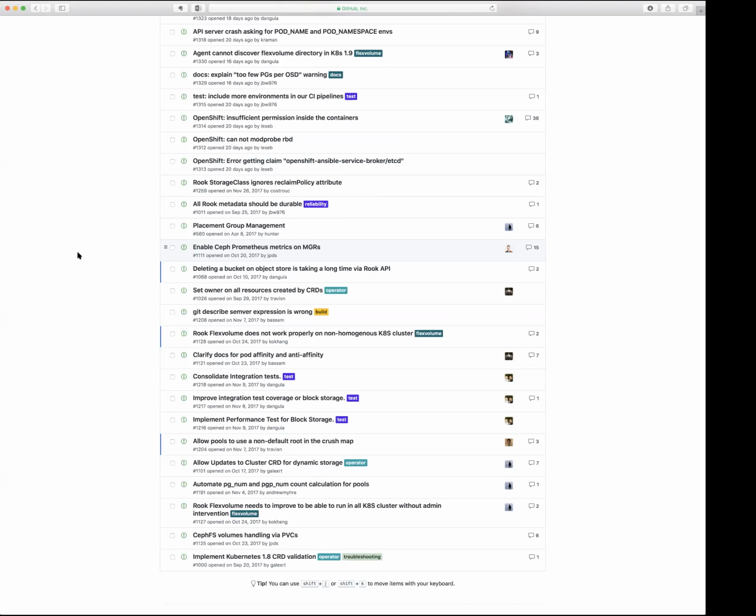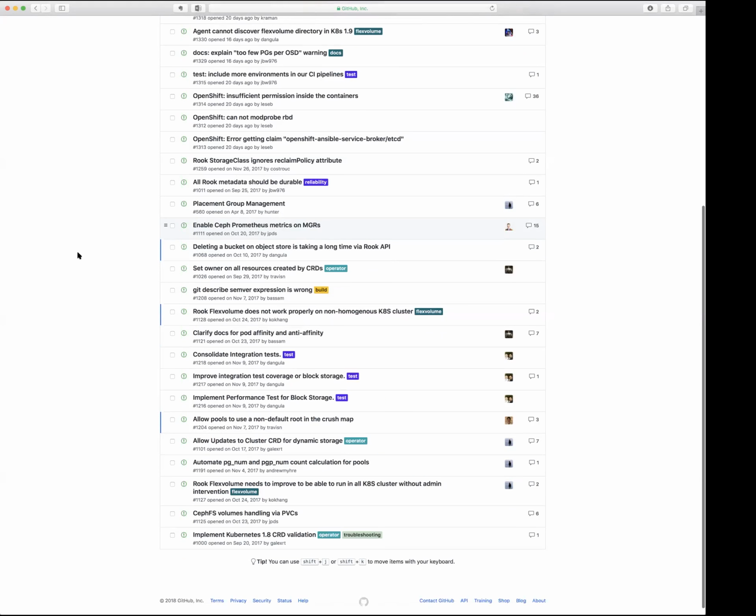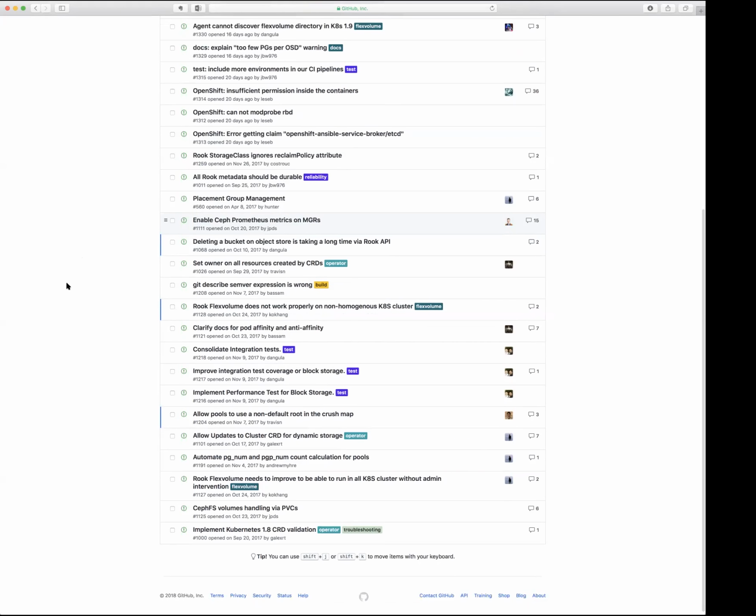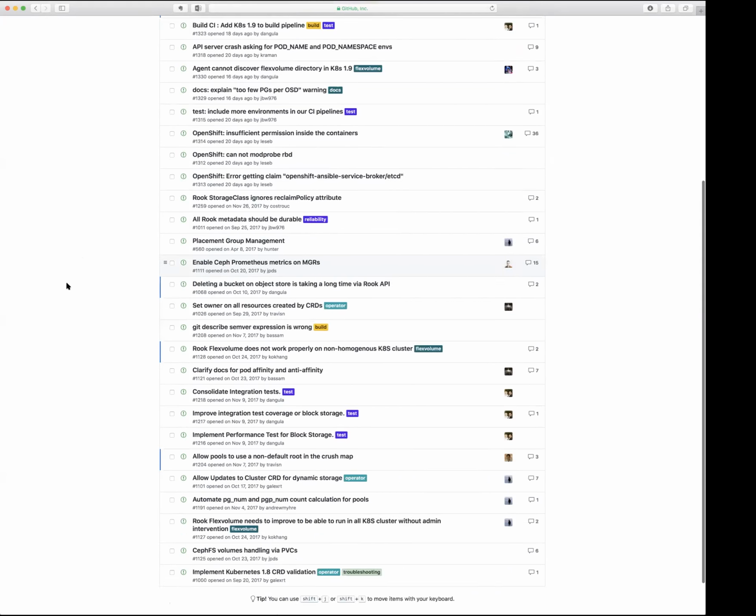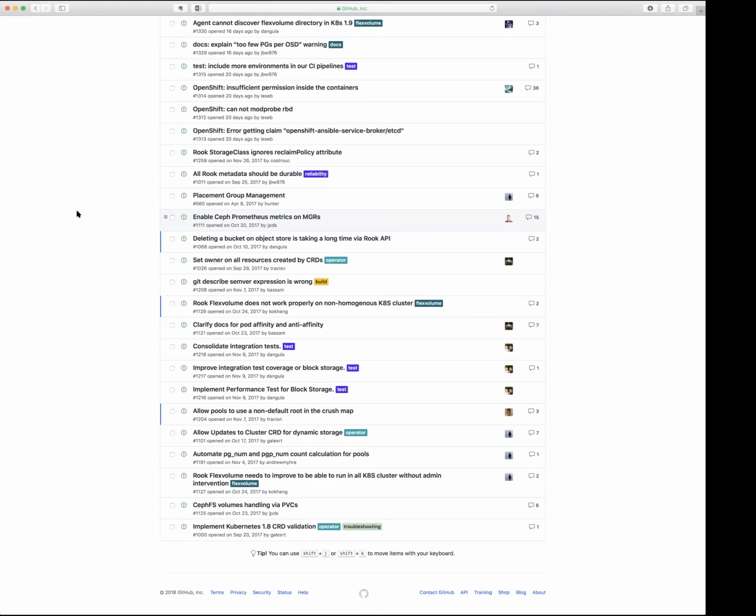Well, what is the time frame for CSI? It sounds like it's beta in 1.10. Yeah, it's already alpha right now in 1.9, and Saad said they are shooting for beta in 1.10. And when do you need to support CSI, like to be a storage vendor? I don't think there is a need.